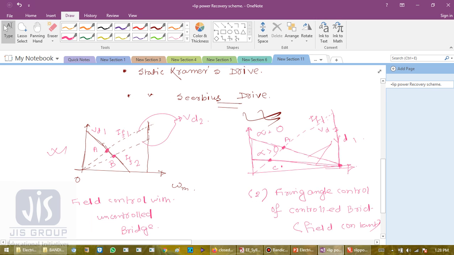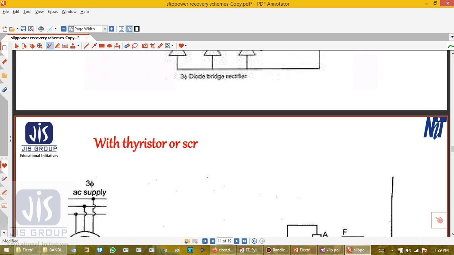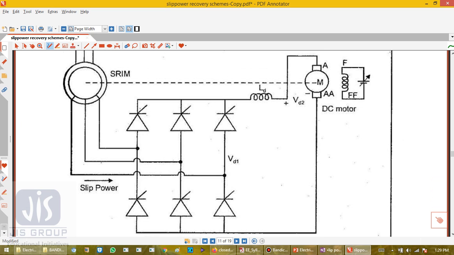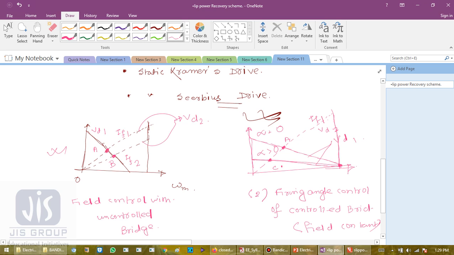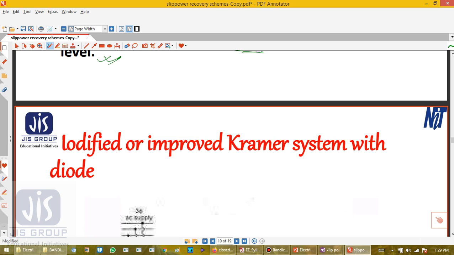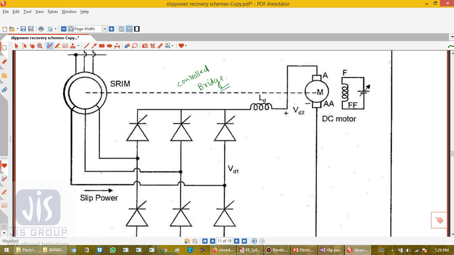Okay, and now instead of diode, if we use thyristor or SCR, so this is the figure using thyristor or SCR. Same, only the uncontrolled bridge is replaced by controlled bridge. So here thyristor is, so we can control the firing angle, and I can control the speed. So this is the firing angle control, the second one. Now this is the two modified or improved Kramer system of the conventional Kramer system. So one is using diode, one is using thyristor.